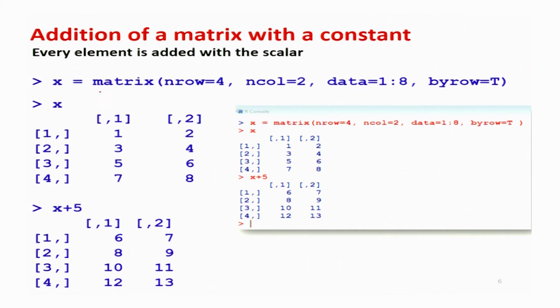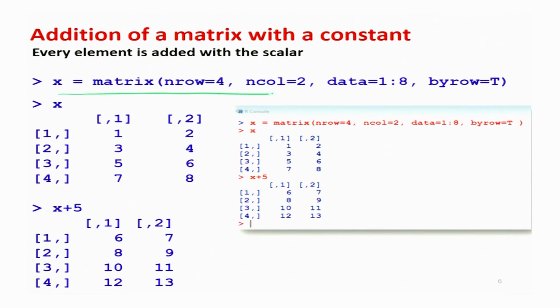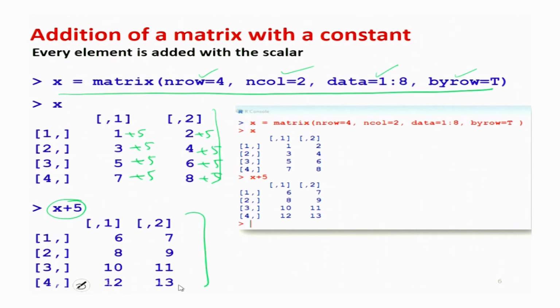So, if you try to consider a matrix like this, X is equal to matrix with 4 rows, 2 columns and the data from 1 to 8, and the data is arranged by row, then you have this matrix. And now, if you try to add 5 here, then what will happen? Each of the elements will be added with 5 like this, and this is the outcome.